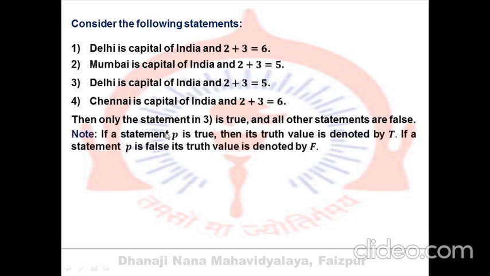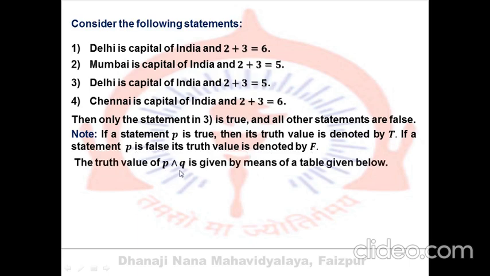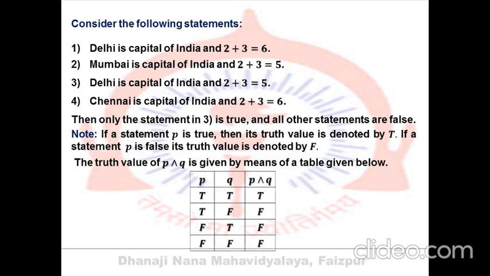Note that if a statement P is true, then its truth value is denoted by capital letter T, and if a statement P is false, then its truth value is denoted by capital letter F. The truth value of P and Q is given by means of the table known as a truth table. So we have the truth table for the conjunction of the two statements P and Q. So this is nothing but a truth table.